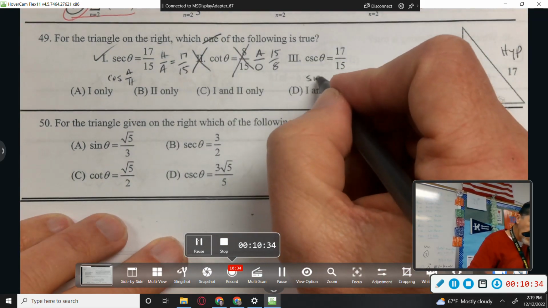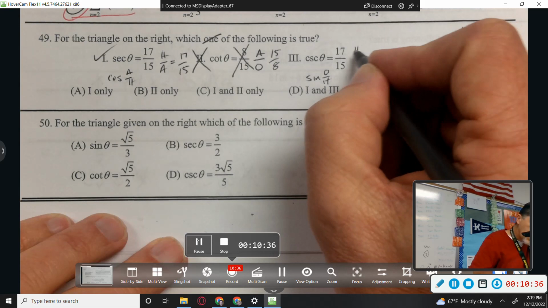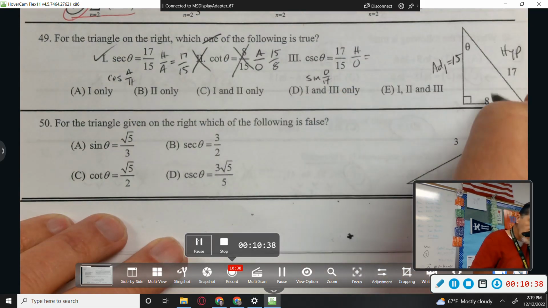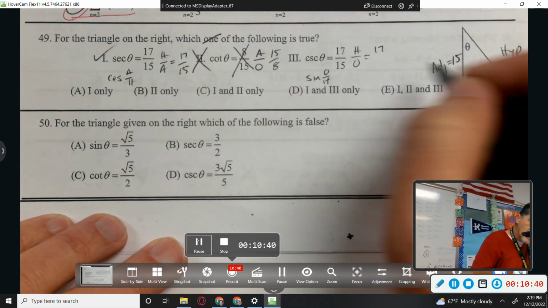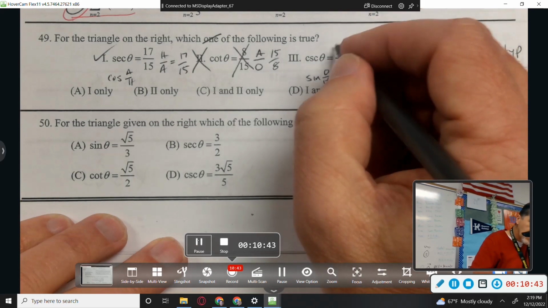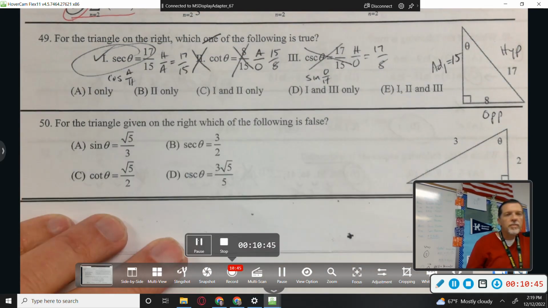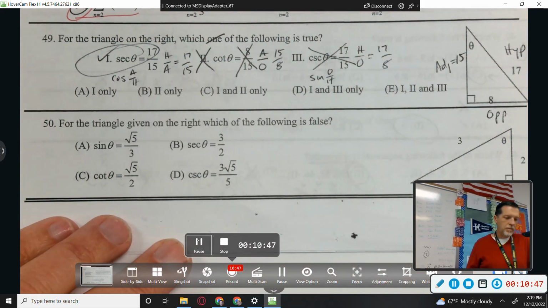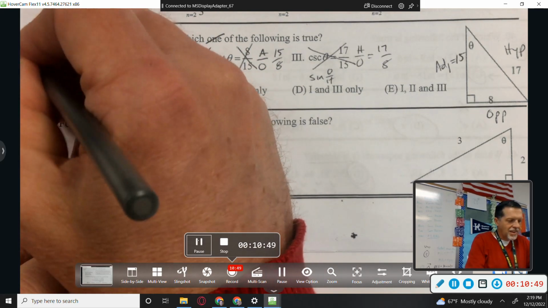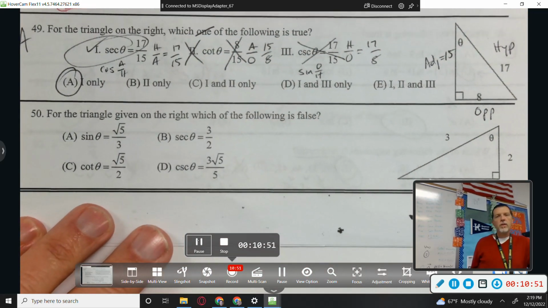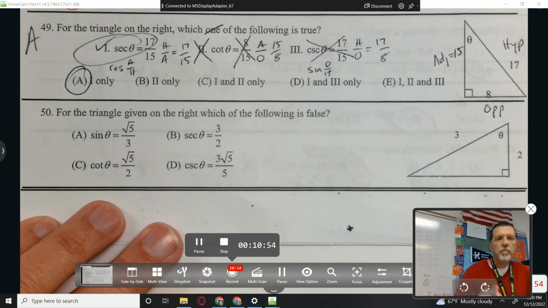Cosecant goes with sine. So we flip the sine and get h over o. 17 over opposite is 8. That was not right either. So one of them is correct. Number A, or answer A.